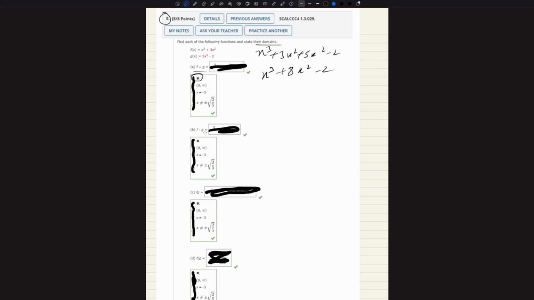And f minus g, so this time it is negative. So plus 3x squared minus 5x squared, and negative times negative is positive, so it will be plus 2. So it will be x cubed minus 2x squared plus 2. Again this is a polynomial function, so this is our answer for the domain, all the real numbers.